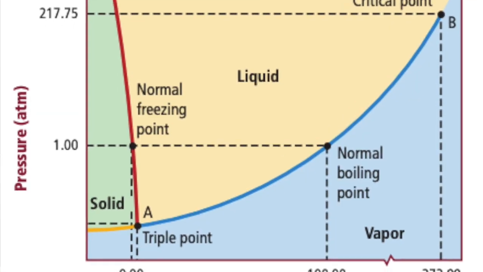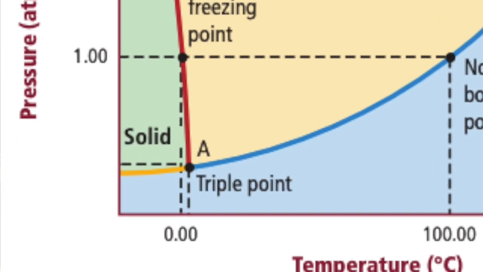And then where these lines meet, where the curves meet in the middle, is called the triple point. And in the triple point, all 3 can exist. So all 6 phase changes can occur. We can have freezing and melting at the triple point, we can have evaporation and condensation at the triple point, and we can have sublimation and deposition at the triple point.